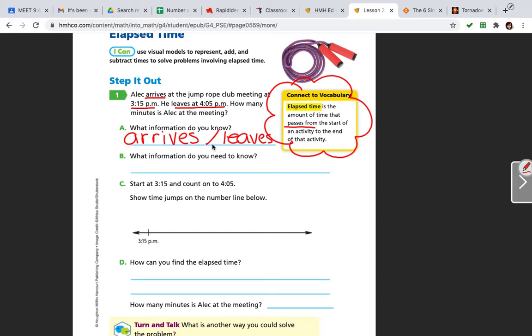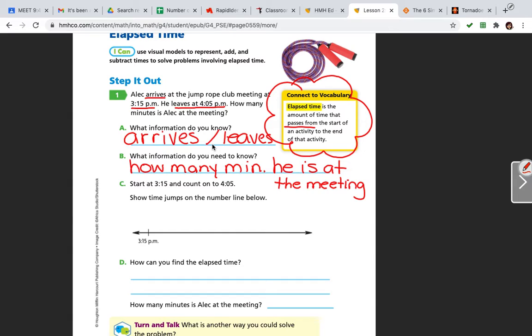Well, what we're trying to find out is how many minutes he's at the meeting, or the elapsed time. I'm going to abbreviate minutes with MIN. Minutes he is at the meeting. So we'll call that elapsed time. We want to know the elapsed time from the time he arrives to the time he leaves. So let's start at 3:15 and count up to 4:05.